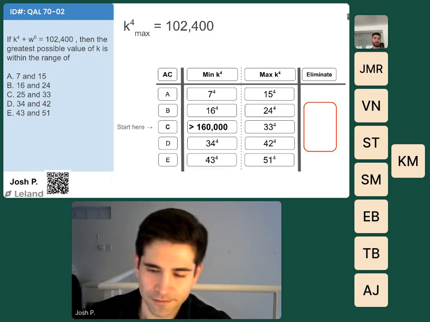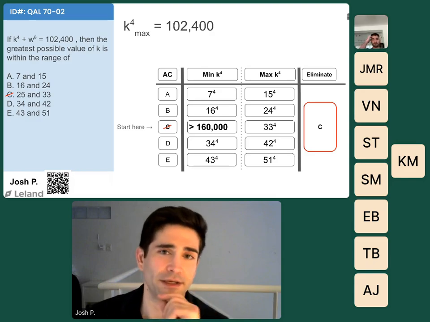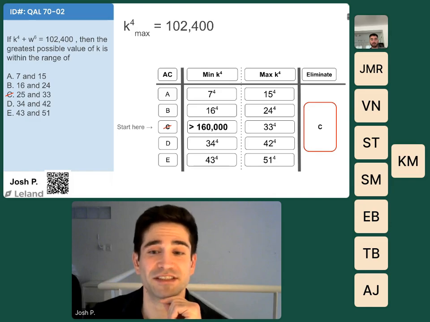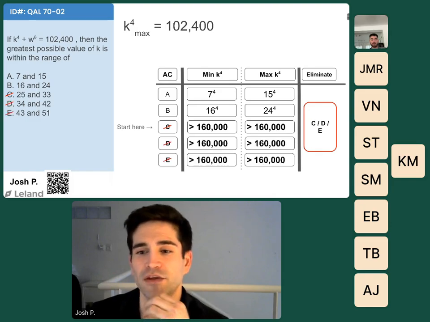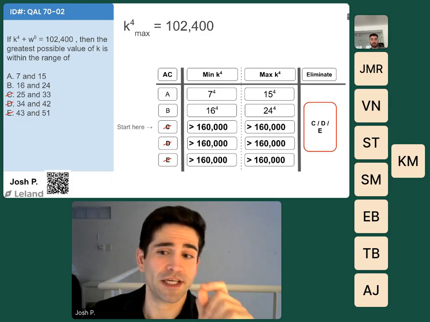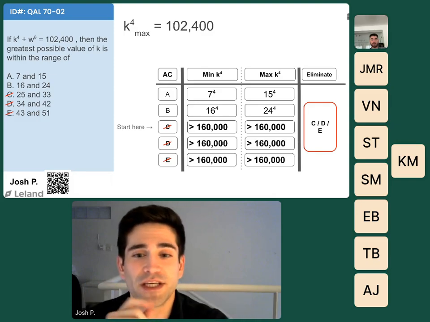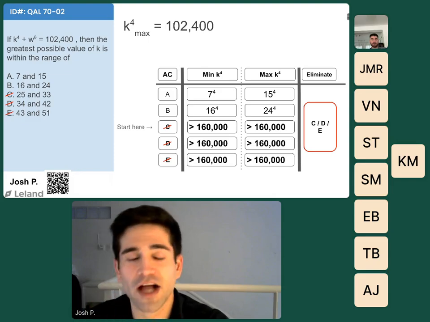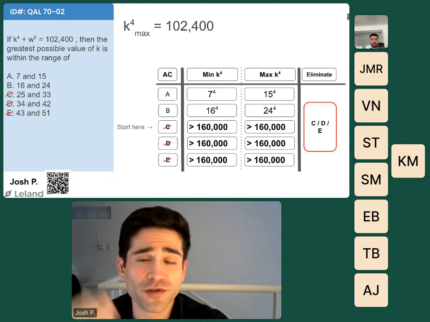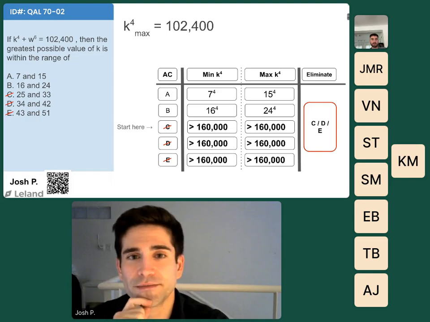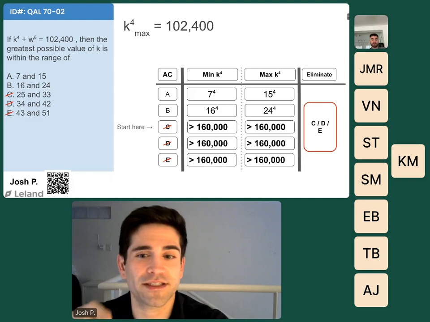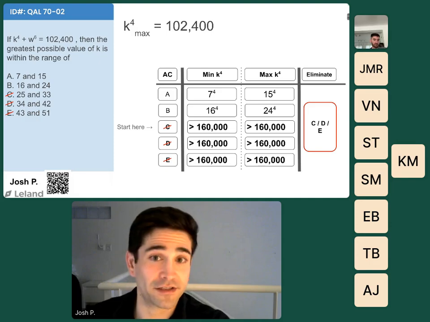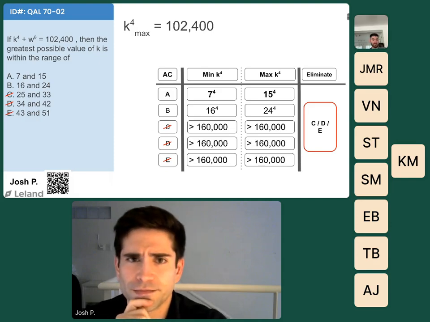And therefore, we can eliminate C. Because K4 max must be below 160,000. And the reason why I wanted to start with C is because if the min value of C is 160,000 plus, that means that every other value above that is also above 160,000. So I can eliminate C, D, and E. Great. Now let's continue. Let's look at A.